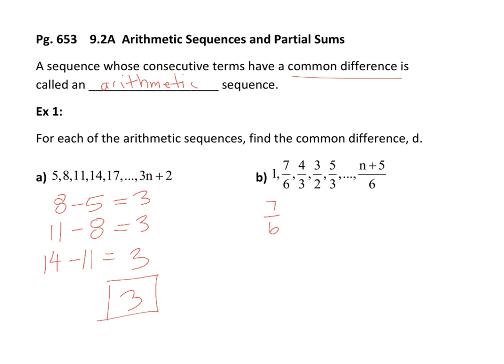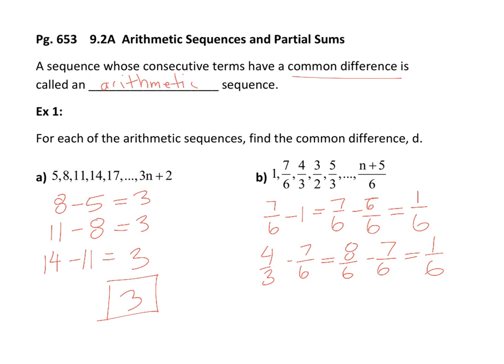For the next one, same deal. Take the second term, subtract the first. 7/6 minus 6/6 is equal to 1/6. Then I have 4/3 minus 7/6, which is 8/6 minus 7/6, which is 1/6. Then I have 3/2 minus 4/3, which is 9/6 minus 8/6, which is 1/6. And once again, the common difference is 1/6.